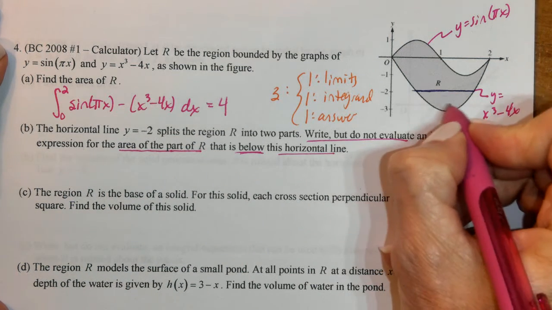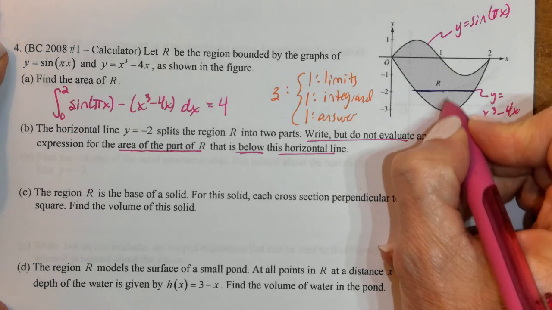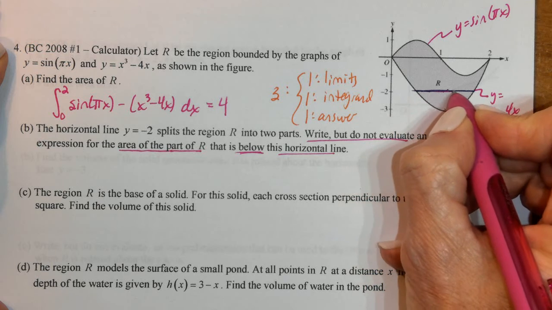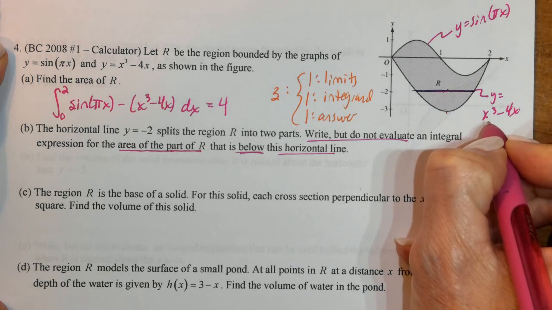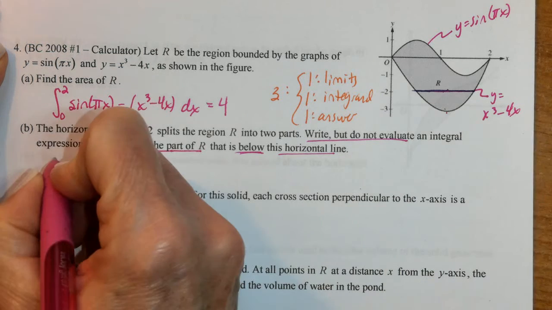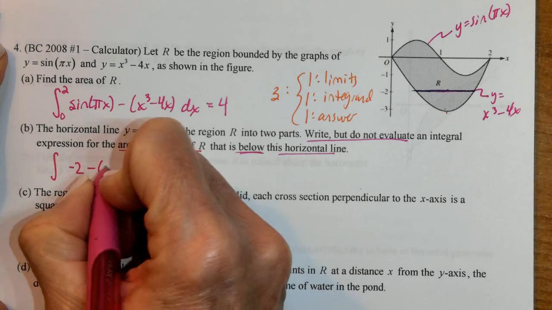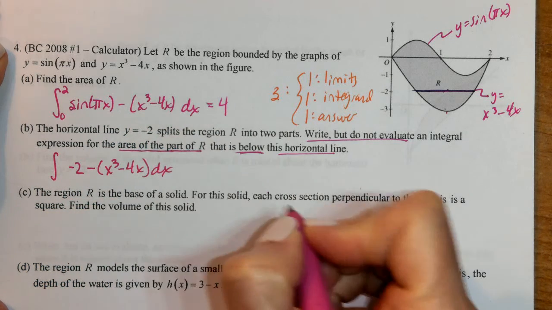So we want this area. That's not a problem for us. We know the integrand is going to be just the top minus the bottom. The top is y equals -2. The bottom is our y equals x cubed minus 4x. So I know we're going to have -2 minus x cubed minus 4x dx.